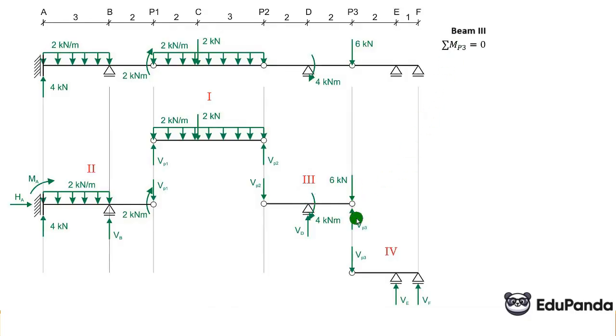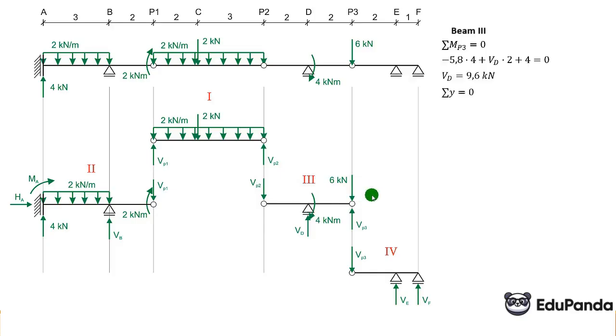Beam 3. Let's take a look at the third beam. The sum of moments at the third joint equals 0. So we have minus 5.8, which is VP2, at 4 meters, plus VD at 2 meters, plus 4 equals 0. VD is equal to 9.6 kN.